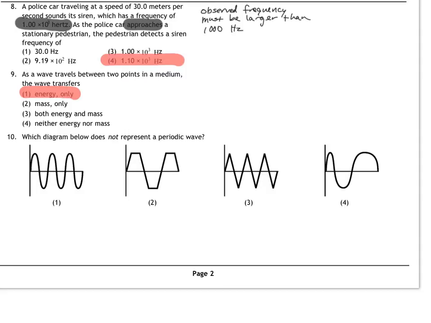And in number 10, which diagram below does not represent a periodic wave? A periodic wave is defined as a series of regularly timed pulses. So examples of good periodic waves are choice 1, choice 2, and choice 3. But in choice 4, you have these different pulses. I see 3 different pulses making that wave, and therefore it's the one that does not represent a periodic wave.